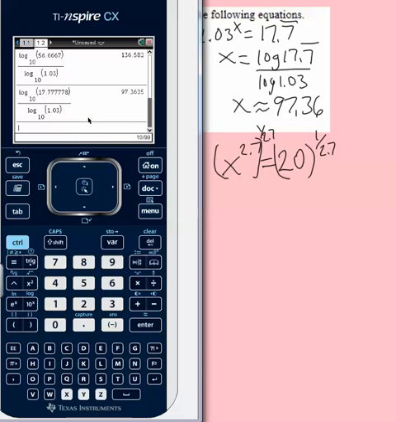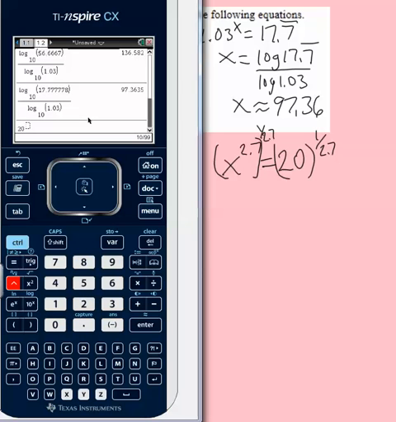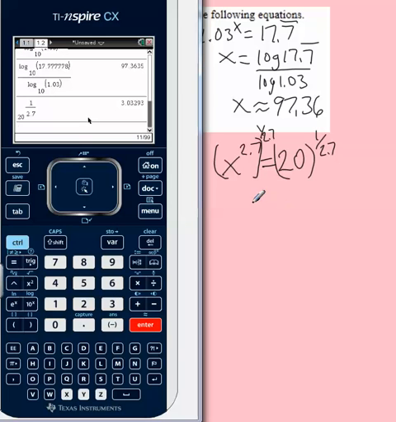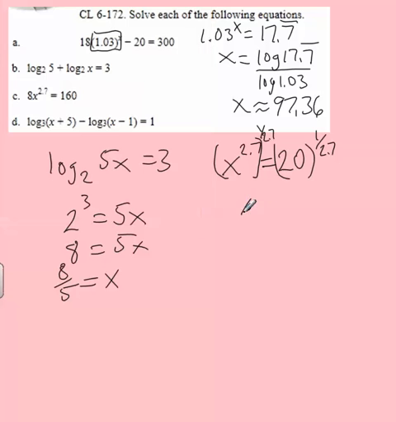So let's try that in the calculator. 20 to the power of 1 over 2.7. And we get 3.33 when rounded. So approximately 3.33.